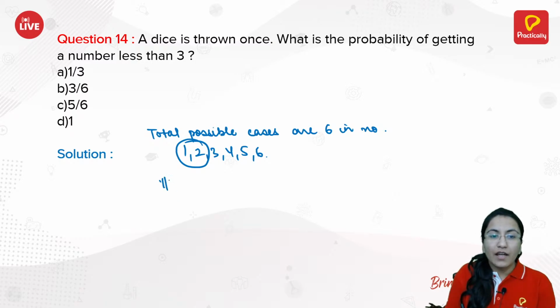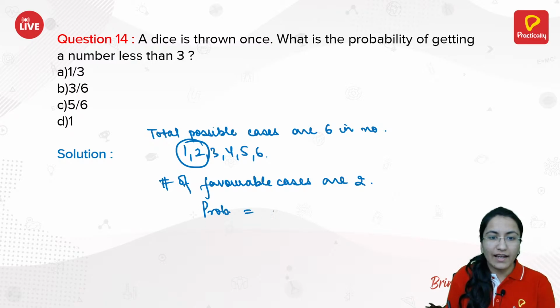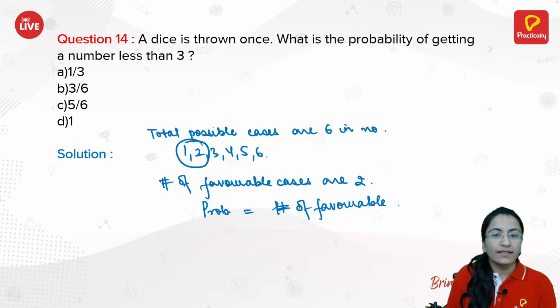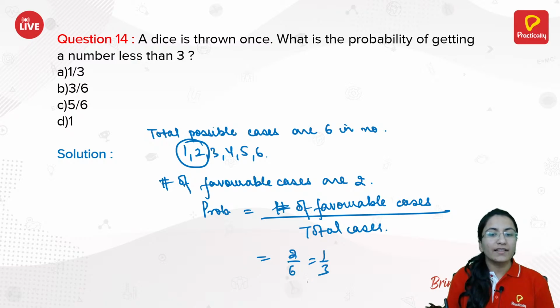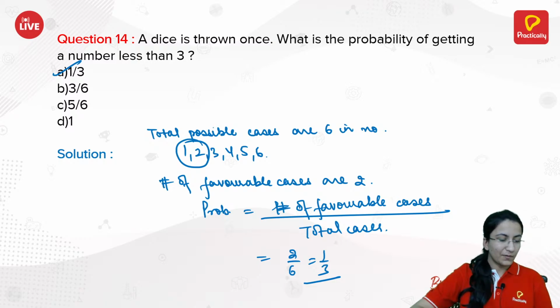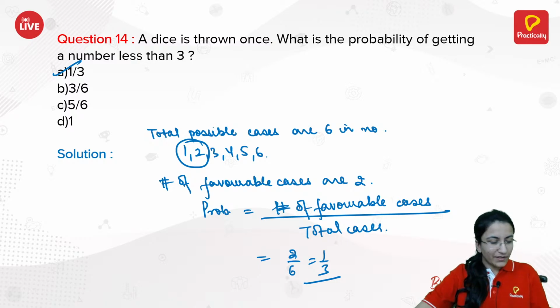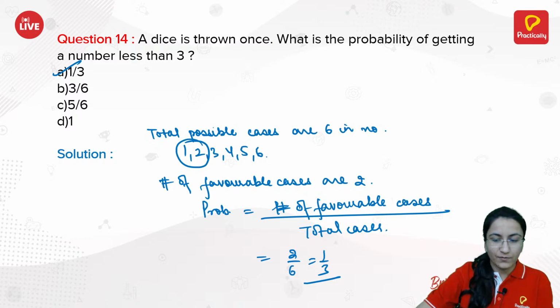So the number of favorable cases is 2. The probability is the number of favorable cases over the total number of cases. So you have 2 by 6, which is 1 by 3, as the correct option, that is A part. Yes, most of you have given the correct answer. Yuvraj, Govind, Aditya, Manashwini, you have given the correct answer, A option.